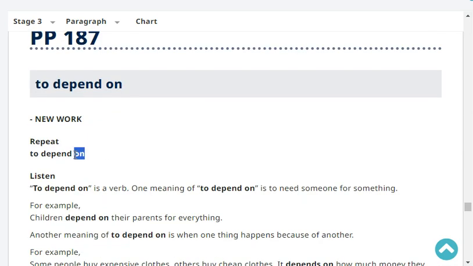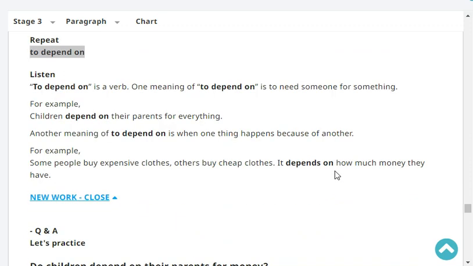Next, repeat to depend on. To depend on. Very good. Okay, listen. To depend on is a verb. One meaning of to depend on is to need someone for something. For example, children depend on their parents for everything. Another meaning of to depend on is when one thing happens because of another. For example, some people buy expensive clothes, others buy cheap clothes. It depends on how much money they have.